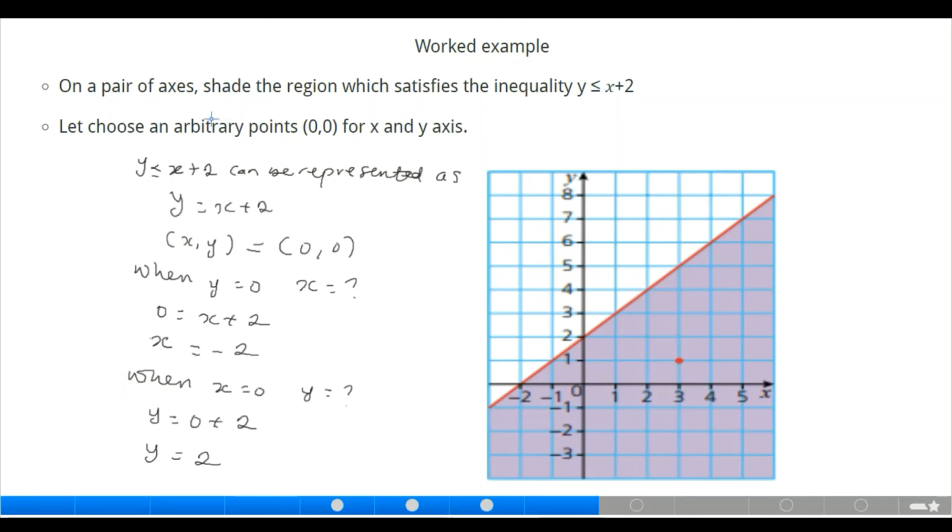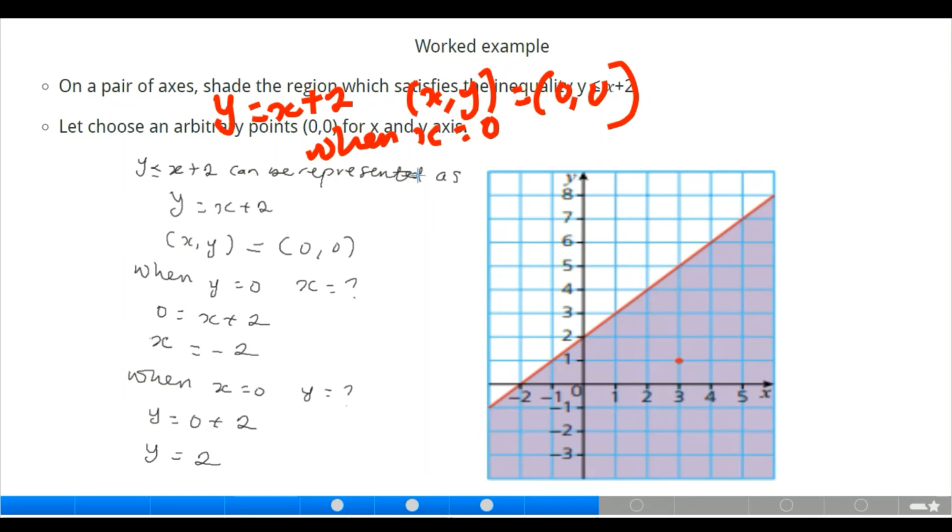So now we can have it to be y equals to x plus 2. So we have our arbitrary point, which is 0 and 0. When x is 0, what is y? So let's do that. When x is 0, x equals to 0. So what is y? Well, that implies that in this equation, wherever we see x, we put 0. So we have y equals to 0 plus 2. So what is 0 plus 2? So y equals 2. So when x is 0, y is 2.